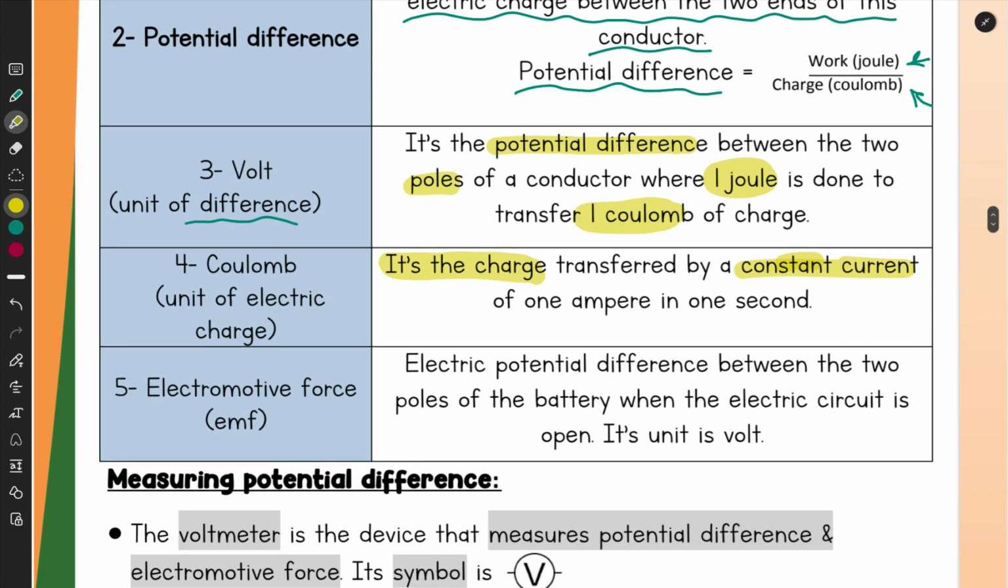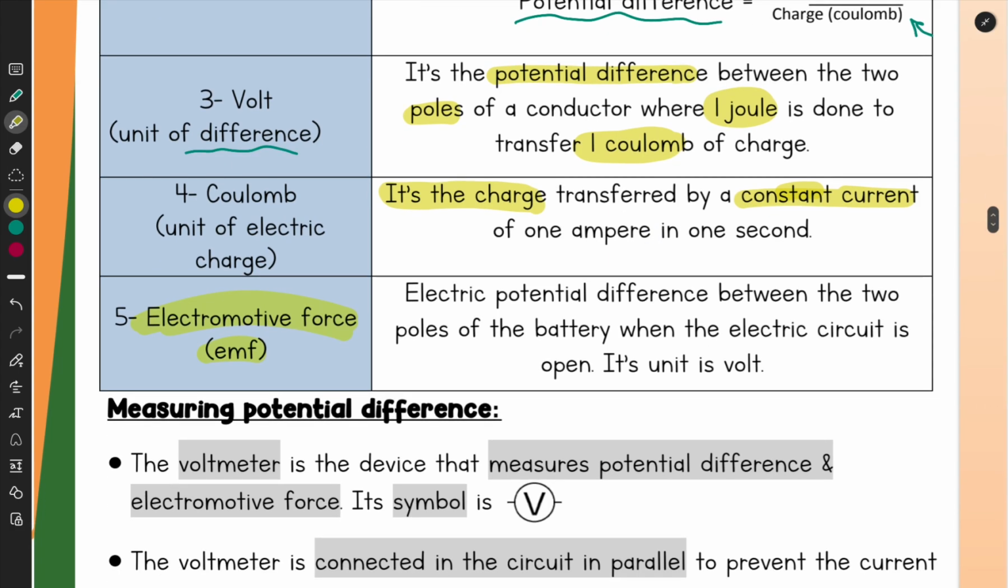Number 5, electromotive force, EMF. What's the meaning of EMF or electromotive force? It is the electric potential difference between the two poles of the battery when the electric circuit is open. The unit is volt.